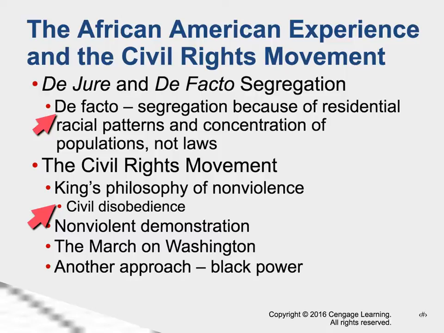In 1955, the modern civil rights movement began with a boycott of segregated public transportation in Montgomery, Alabama. The civil rights movement also moved forward with Dr. Martin Luther King. Dr. King's civil rights movement was based on the philosophy of nonviolence, civil disobedience. We saw nonviolent demonstrations in the March on Washington.